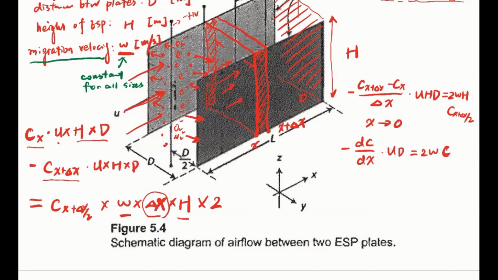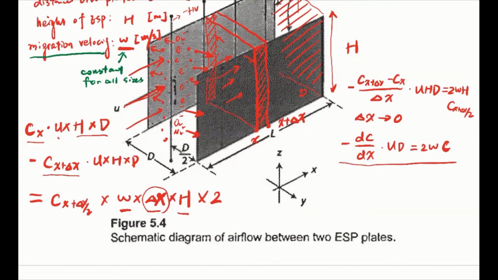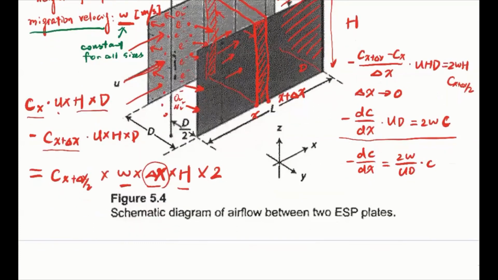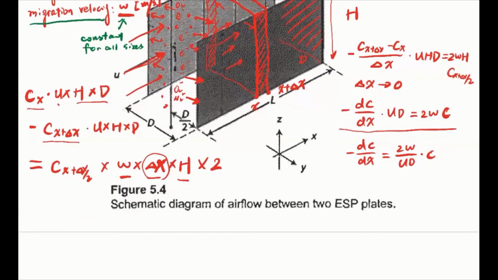Okay, so we're making this delta x go to 0, and we can get this differential equation here. Right, and further let's rearrange it. dC/dx equal to 2w divided by ud multiplied by c. Okay, so this should be a quite straightforward differential equation to solve, right?